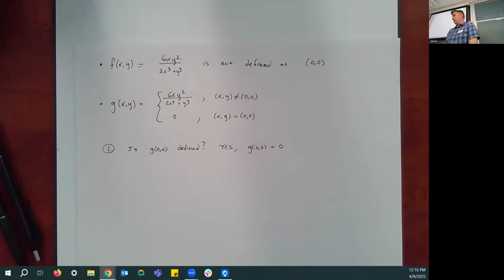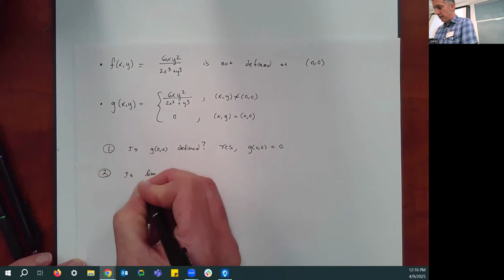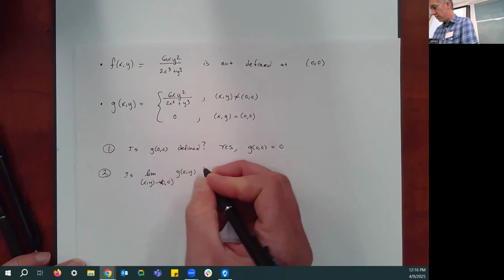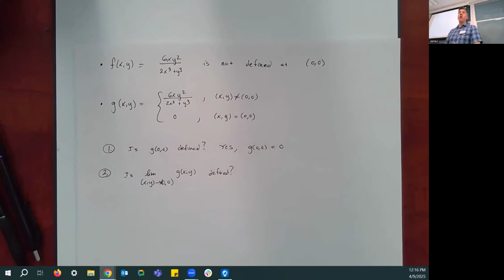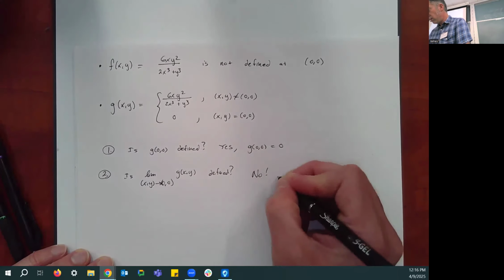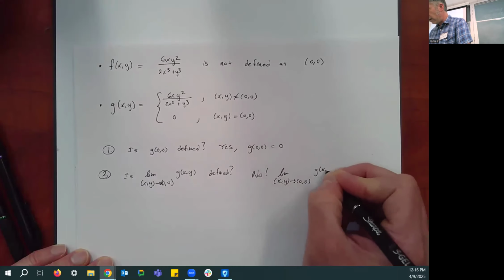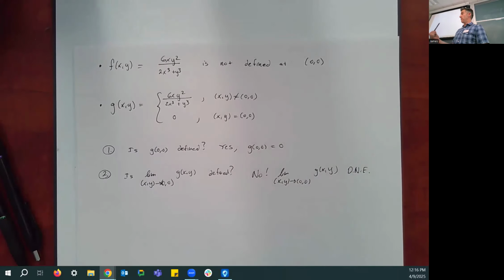But as we just saw, is the limit as x, y approaches 0, 0 of g of x, y defined? And the answer is no, right? We just took that limit and saw the limit doesn't exist. That limit as x, y approaches 0, 0 of our g of x, y does not exist. So even though this function is defined at the origin, the limit doesn't exist there. So we still don't have continuity.